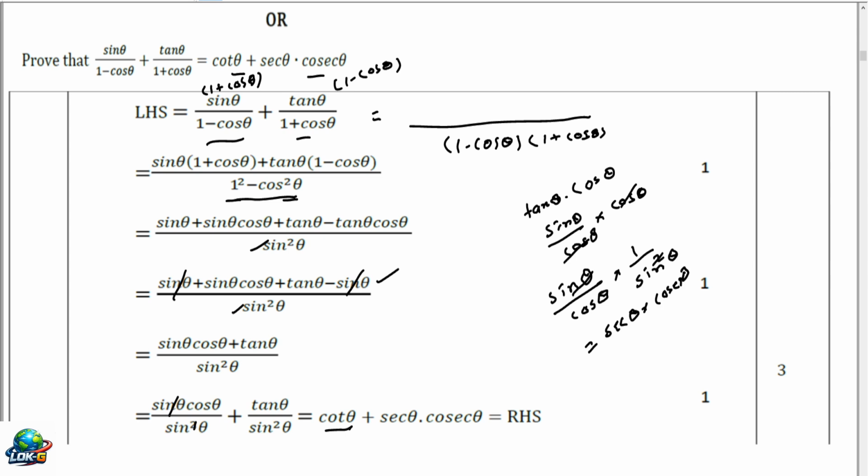Observe. For this step you will get 1 mark. Observe, my dear students, and then for writing the cancellation of sin theta you will get 1 mark. And finally, for getting sec theta into cosec theta equal to RHS, you will get 1 mark. Like this, you can easily score 3 marks, provided you are perfect with all identities and all reciprocal relations we discussed in the theory class.